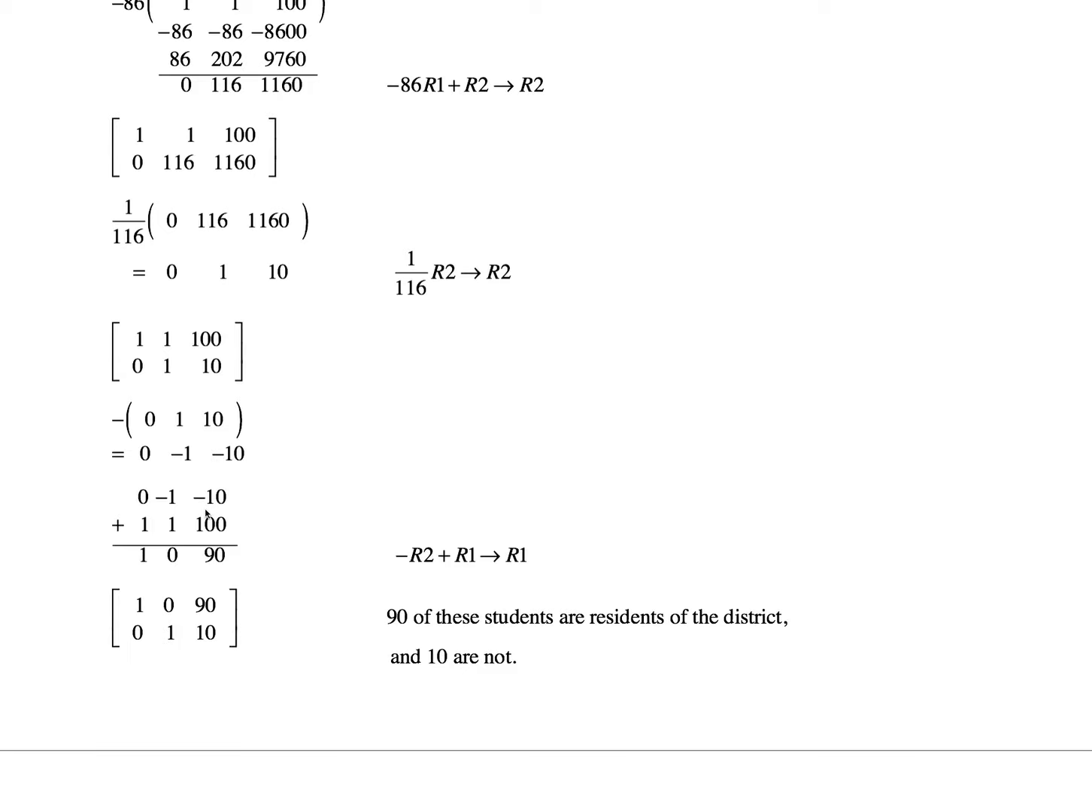We then add that row to the first row. So 0 plus 1 is 1, negative 1 plus 1 is 0, and negative 10 plus 100 is 90. The notation for that is negative row 2 plus row 1 goes into row 1. So our new and final matrix is 1, 0, 90, and 0, 1, 10. So 90 of these students are residents of the district, and 10 are not.